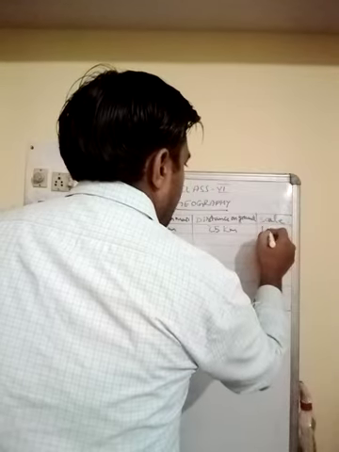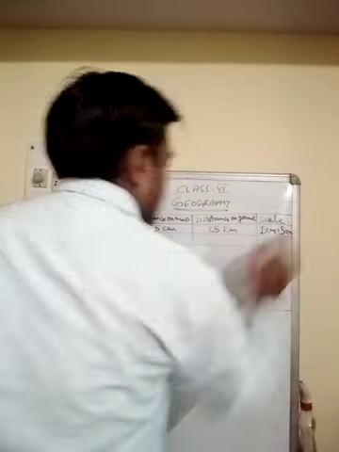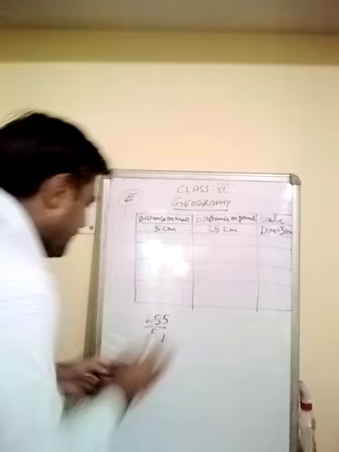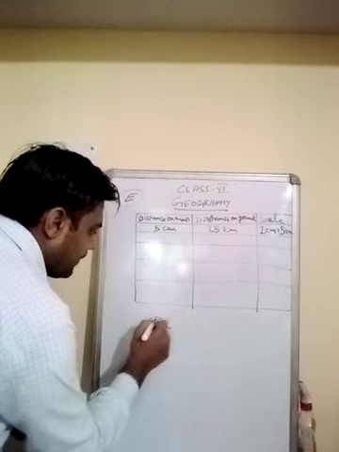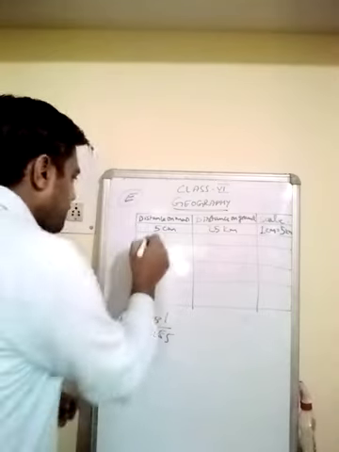1 centimeter equals 5 kilometers. And while calculating also, you'll have to keep this one up. 5 by 25. So it becomes 5 1s are 5, 5 5s are 25. Okay. Now the second one is 10 centimeter.